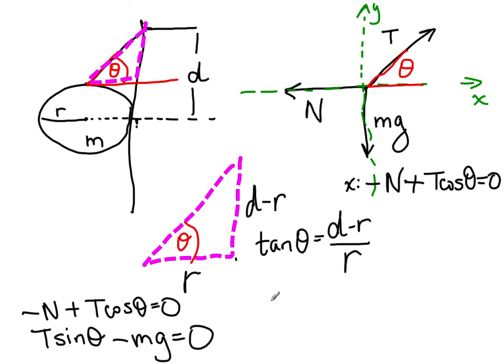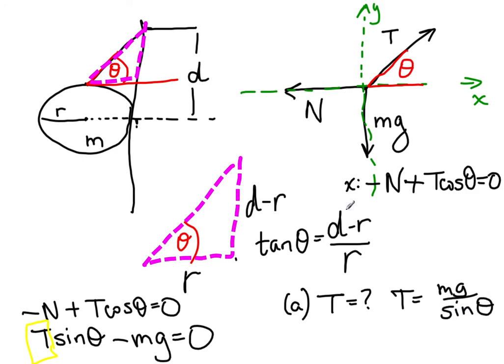So part A asks us to find the tension, right? Well, there it is, the tension. And we know everything else in this equation besides the tension. So I think the tension is just going to be mg over sine theta. And if we calculated theta here, then we can calculate the tension. And we don't even have to do torques. Hooray!